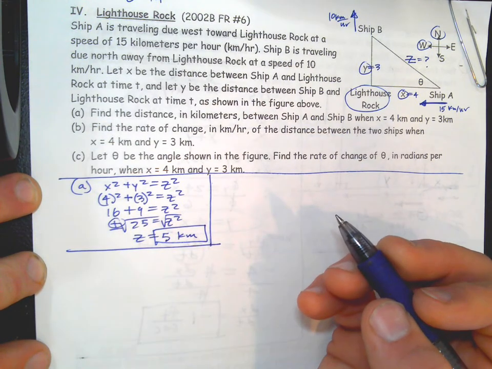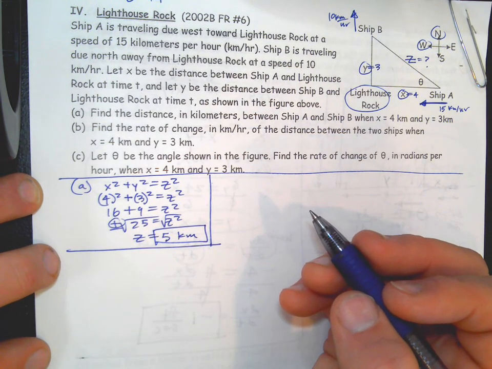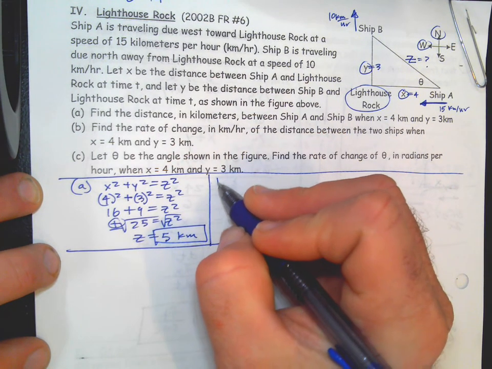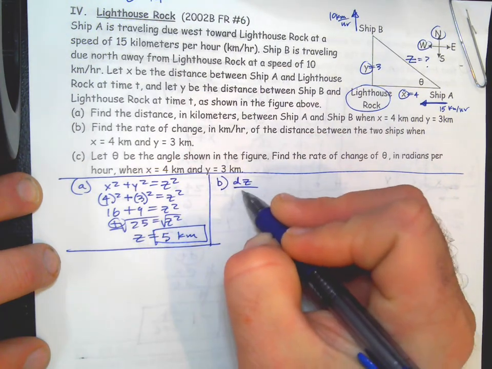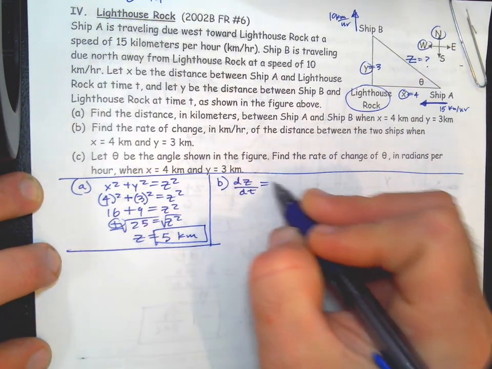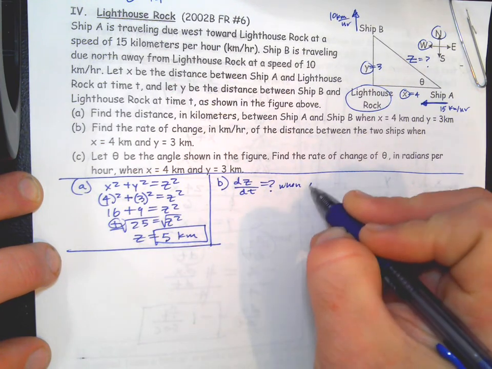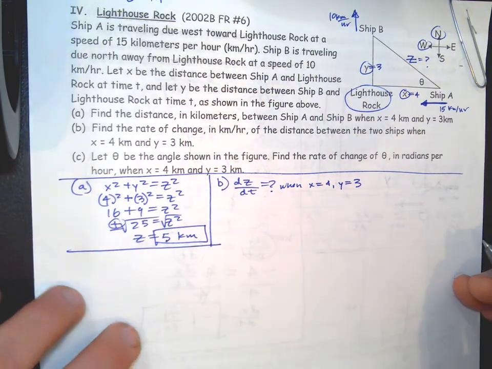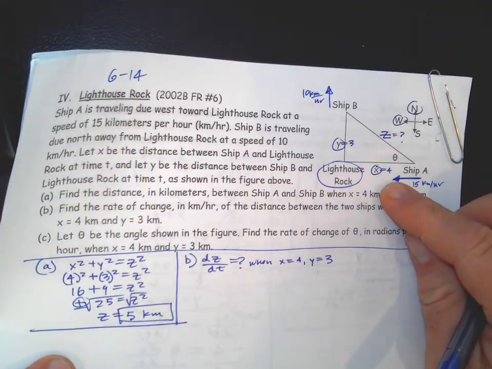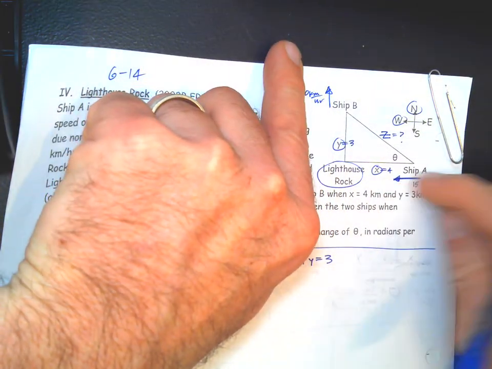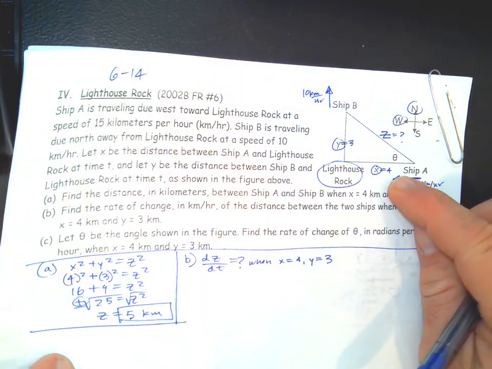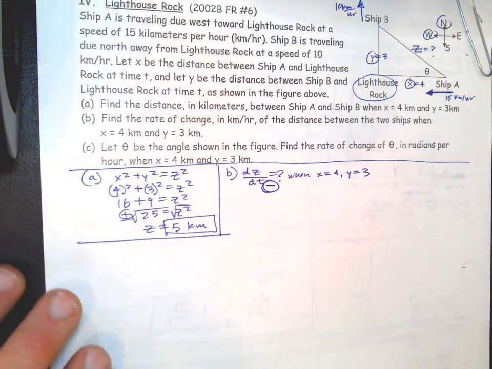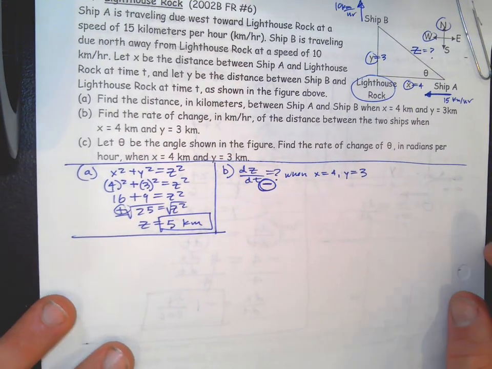Just some quick algebra. B, find the rate of change in kilometers per hour of the distance between the two ships when x equals 4 and y equals 3. So we're trying to find dz dt. If you use z for the hypotenuse, we're trying to find dz dt when x equals 4 and y equals 3. Now, can we guess if it's going to be positive or negative? This one's coming in, making them closer. This one's going out, making them further. But the one coming in is coming in faster than the one going out. So I kind of think they're getting closer to each other, and we should expect a negative answer because the distance is decreasing between them. I'm predicting a negative answer.